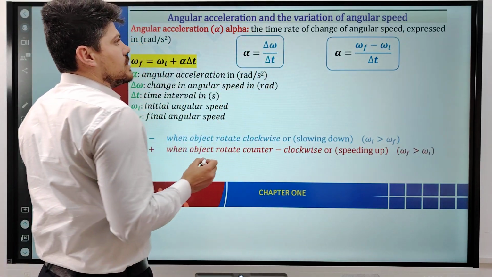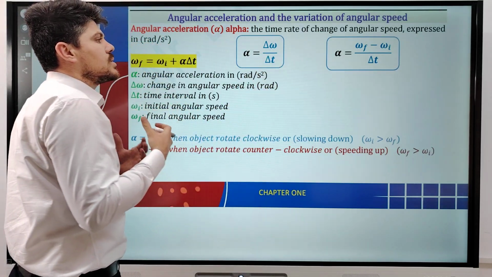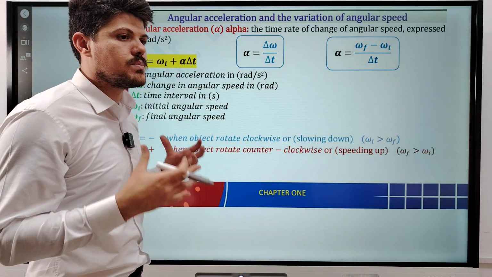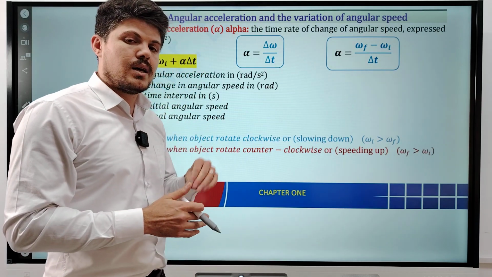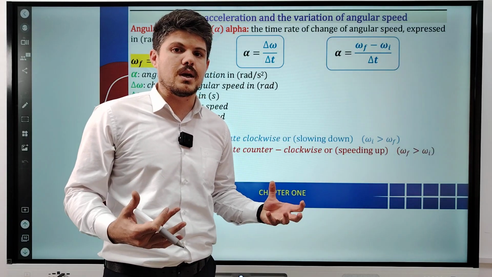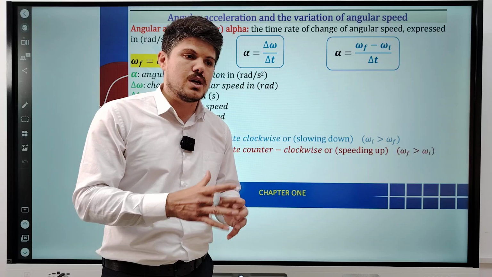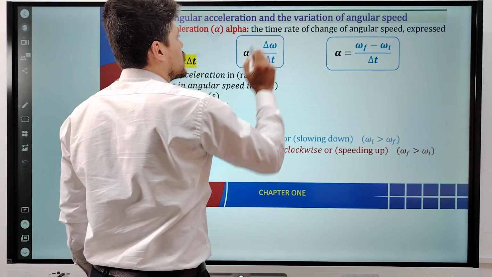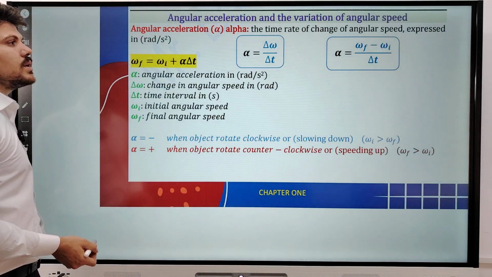The time rate. When we see the time rate, it means that the denominator of the fraction should be time. So the time rate of what? Change of angular speed. So it means that the angular acceleration will occur in the case of changing angular speed. In the case where angular speed is constant or stays unchanged, no angular acceleration will occur. So it is the time rate of the change of the angular speed, expressed in rad per second squared.